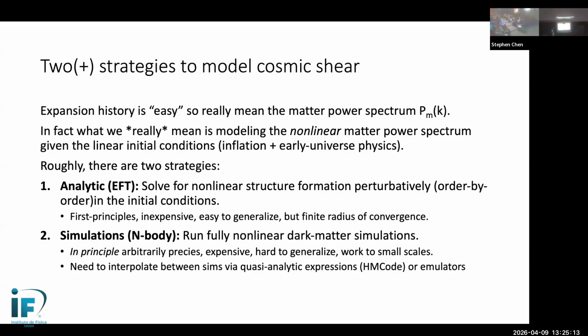The second method is where we run an N-body simulation, which is a fully nonlinear simulation of dark matter dynamics. In this case, we can, in principle, go to arbitrarily precise and arbitrarily small scales. But of course, the con of this is that these simulations are very expensive to run, and they're hard to generalize to models beyond the standard model of cosmology. For example, if you have dynamical dark energy or dark matter interactions, it is more difficult.